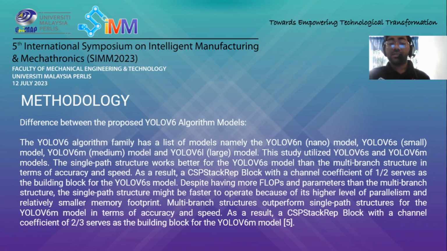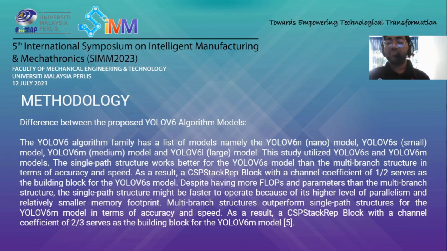As a result, a CSP stack rep block with a channel coefficient of 1/2 serves as the building block for the YOLOv6s model. Despite having more flops and parameters than the multi-branch structure, the single path structure might be faster to operate because of its higher level of parallelism and relatively smaller memory footprint.